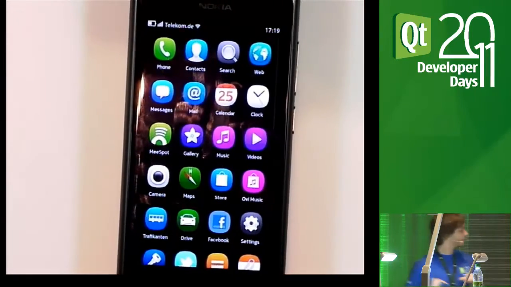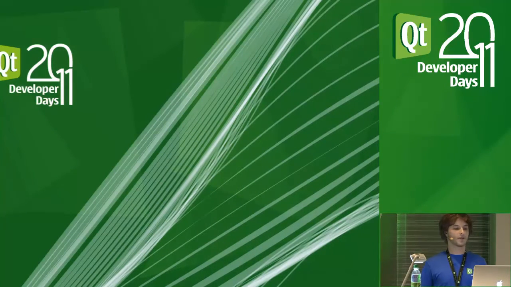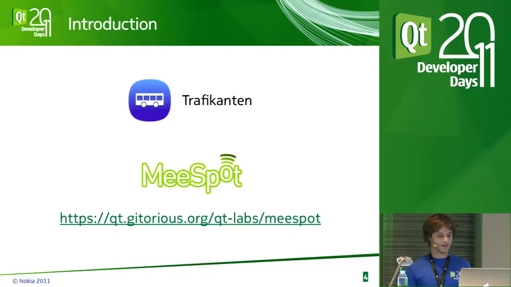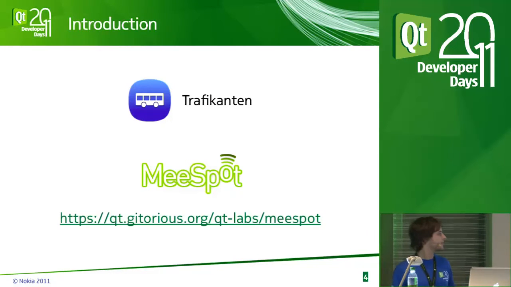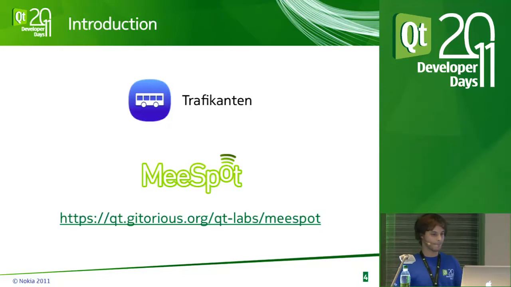I'm going to show you throughout the presentation some examples based on this app, but I will not show you too much of the source code. It can be a bit confusing, but the good thing is it's an open source project, so you can get the source code on qt.gitorious.org in the Qt Labs section, and hopefully you can use that as a good example on how to make your app.